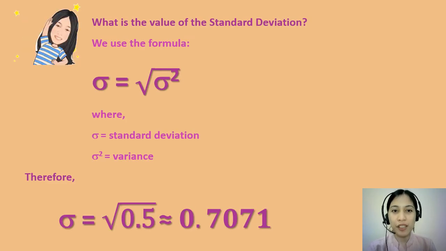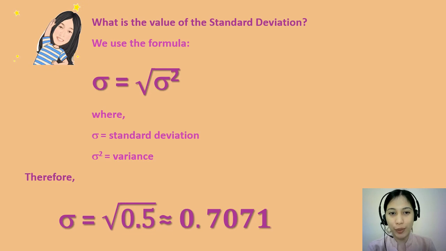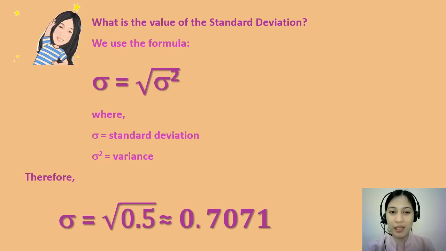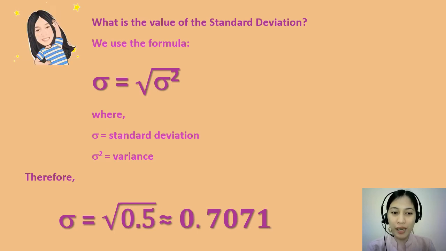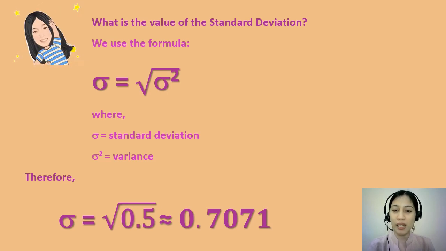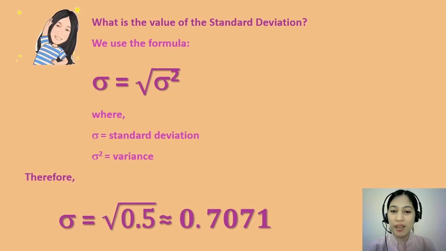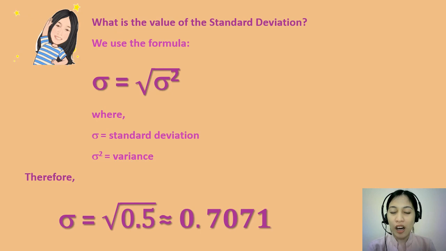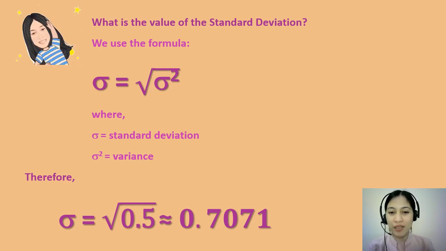And lastly, for the value of our standard deviation, we use the formula sigma is equal to the square root of sigma squared, where sigma stands for standard deviation and sigma squared stands for variance. Therefore, sigma is equal to the square root of 0.5, and that is approximately equal to 0.7071. It means that the spread of our data from the mean is around 0.7 units.